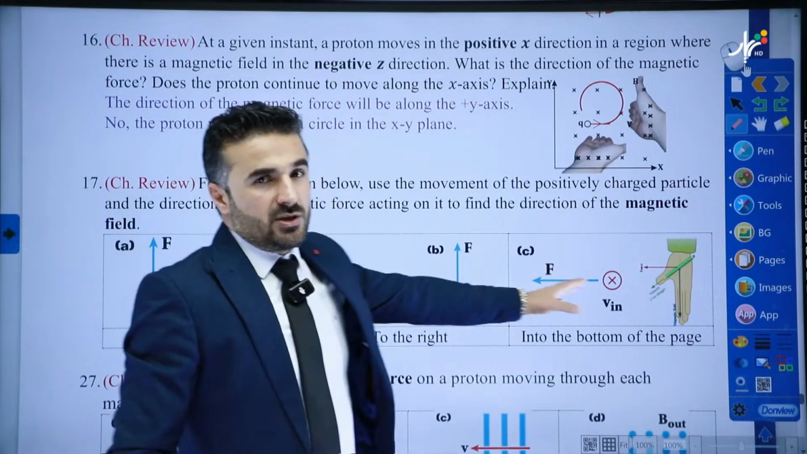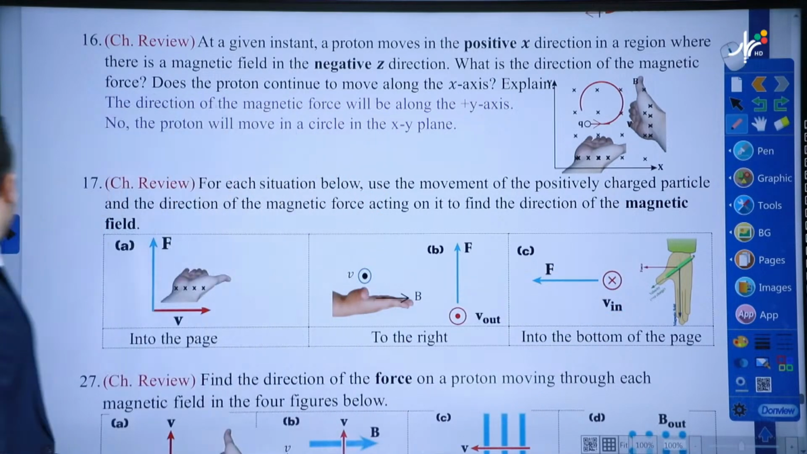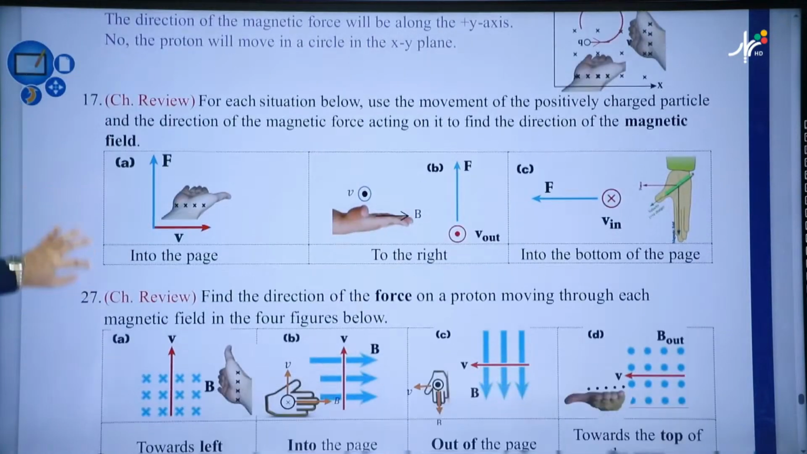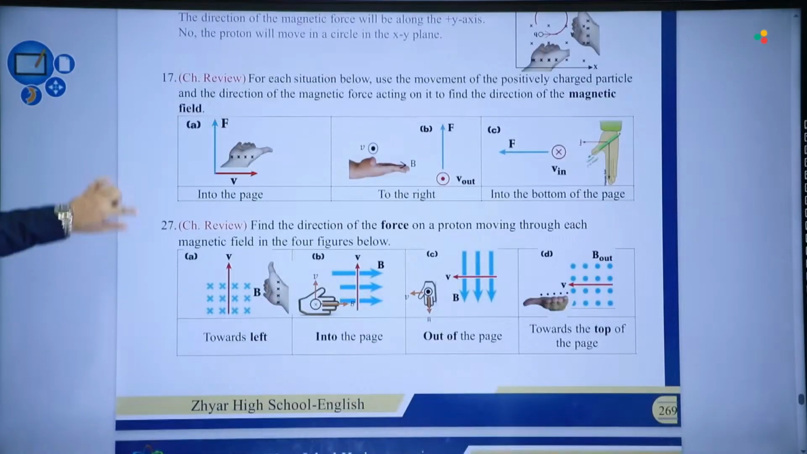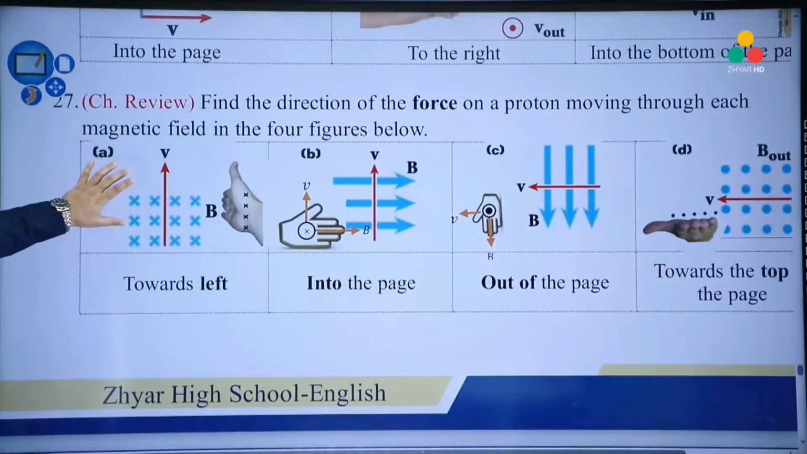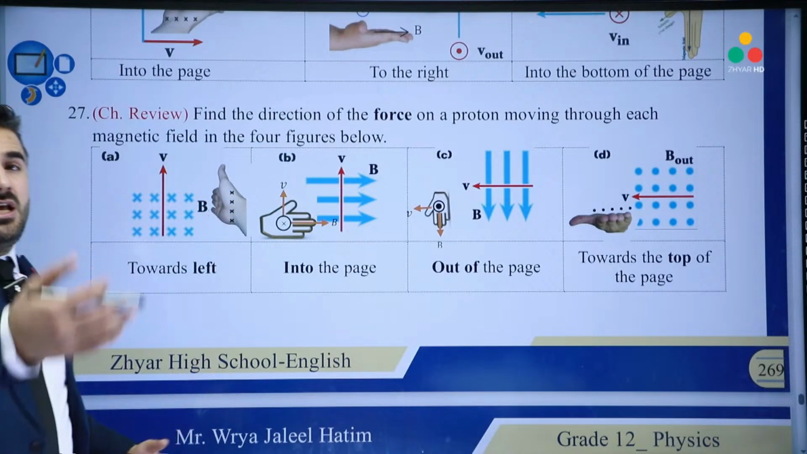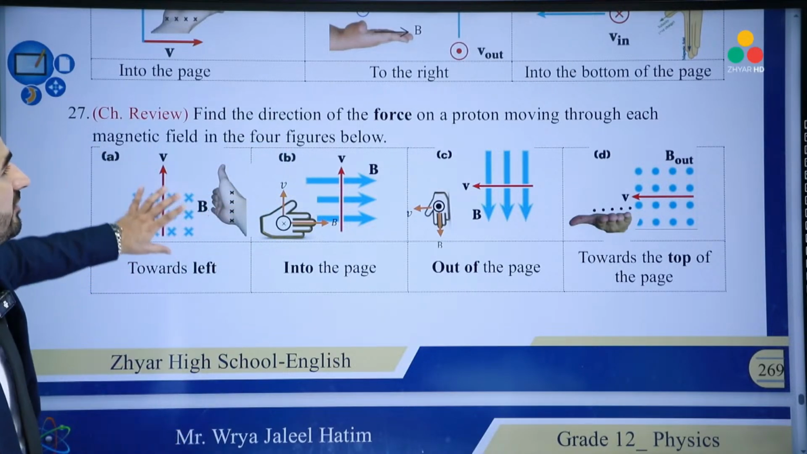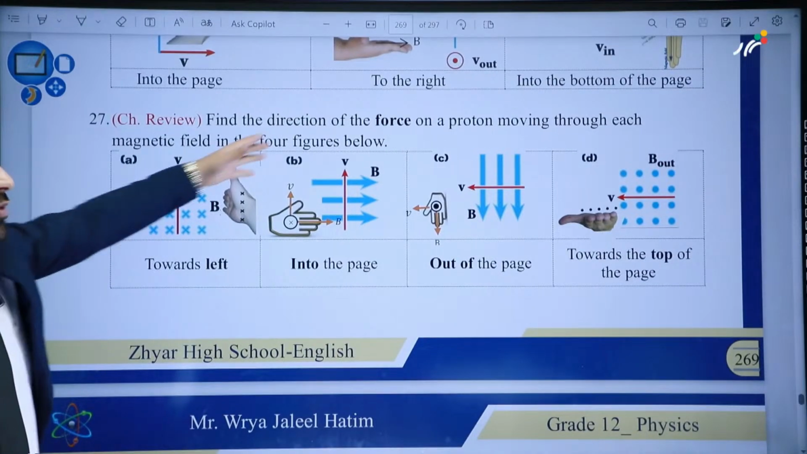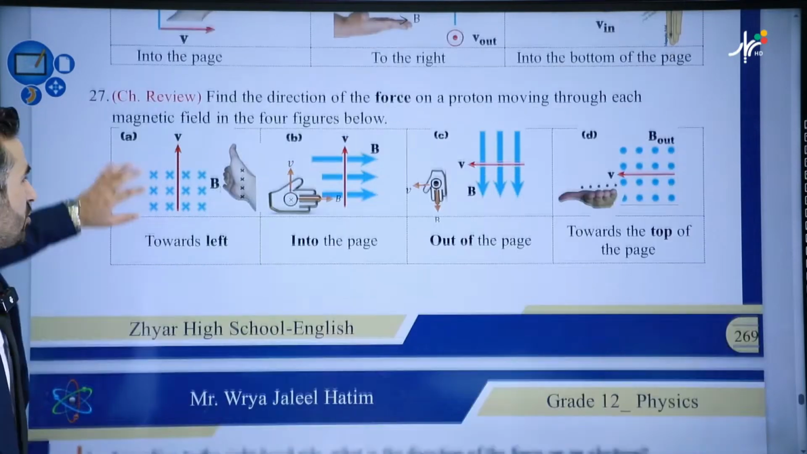So you can use the table as well to tell the direction for this one. I hope you understood this one well enough. If not, please keep practicing until you learn how it is done. Now we have another question which is similar to this, but in this case, the force is not given. You need to find the force, let's say, on a positive charge as well. That is a proton, okay? So let's try this one as well.